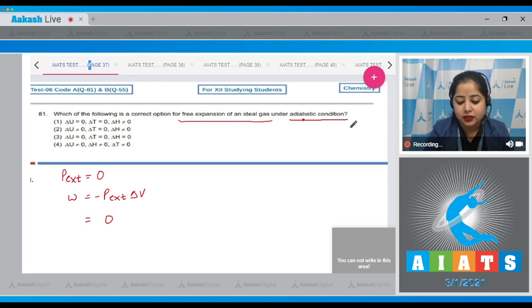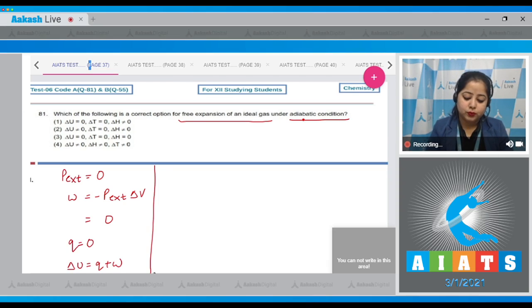Also, it is given adiabatic conditions. That means Q is equal to 0. According to the first law of thermodynamics, we know that delta U is equal to Q plus W. Since Q and W both are 0, that means delta U is 0. Also, we know delta U is a function of temperature. If delta U is 0, that means delta T is also 0.